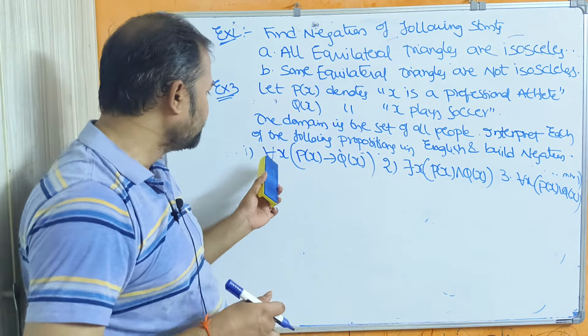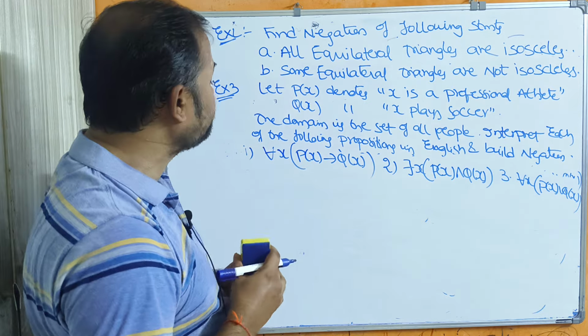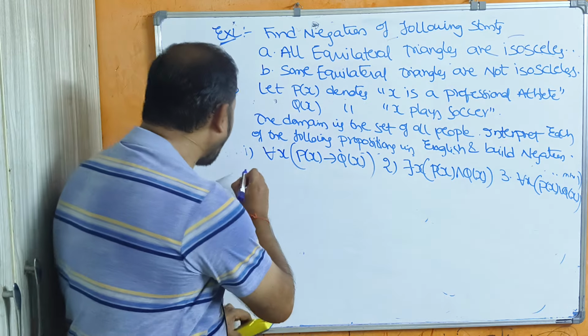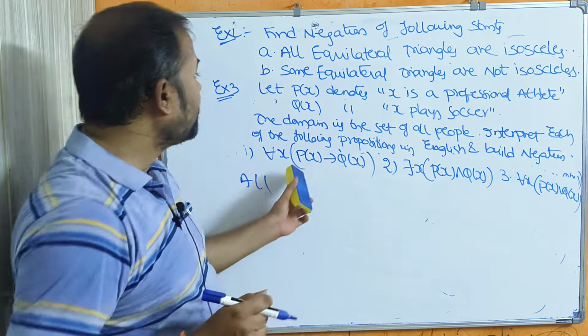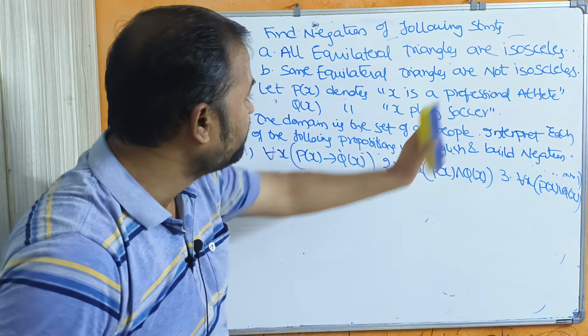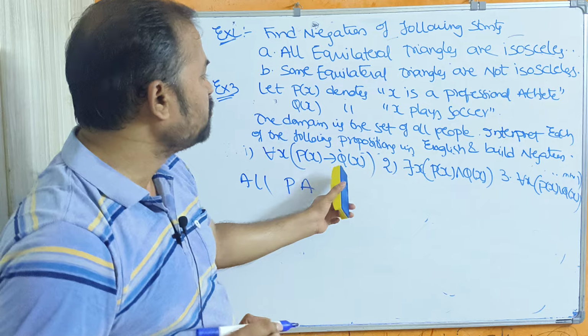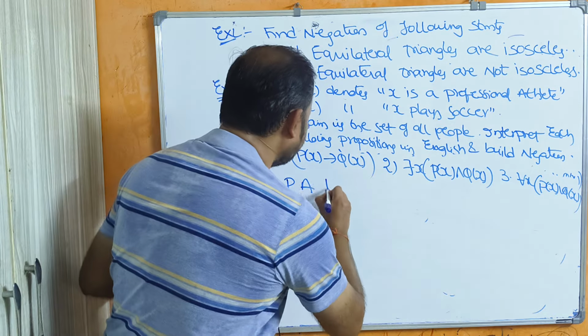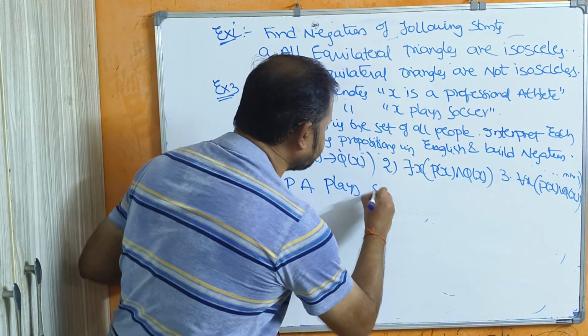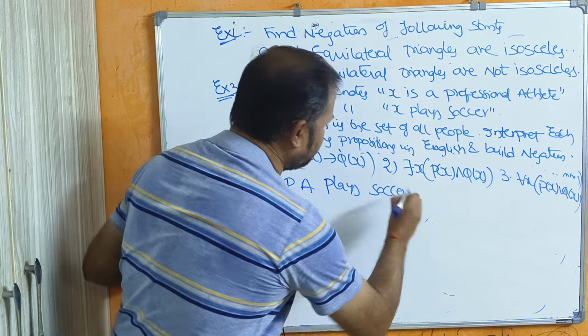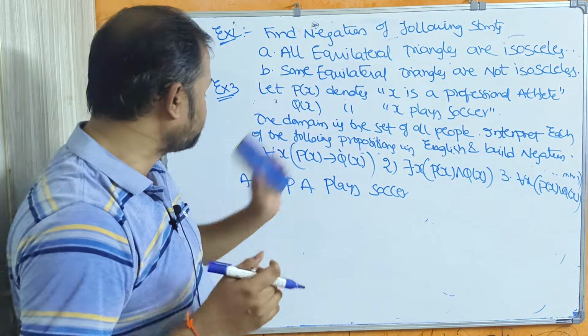So what is the first one? For all x, P of x implies Q of x. For means all. P of x means professional athletes, so all professional athletes. Q of x means plays soccer. So all professional athletes play soccer. So this is the English for the first one.